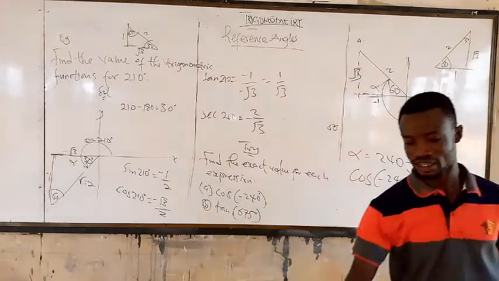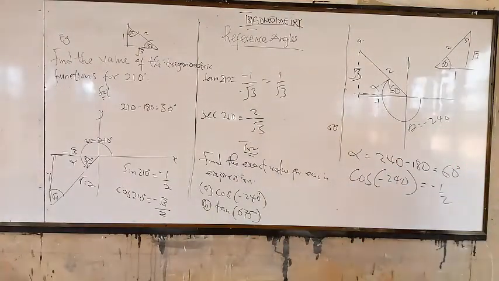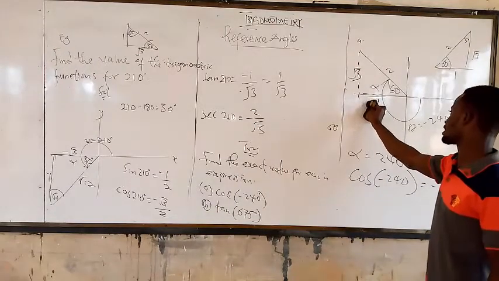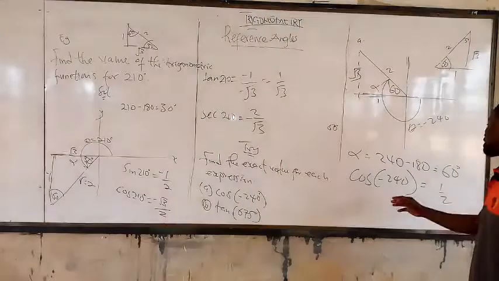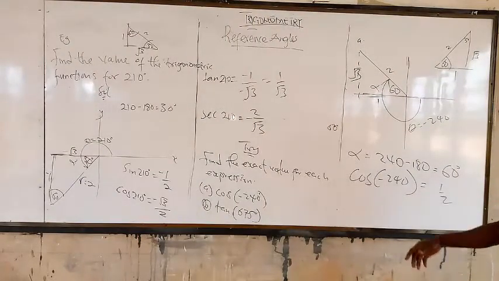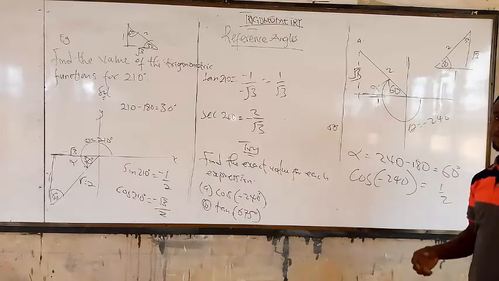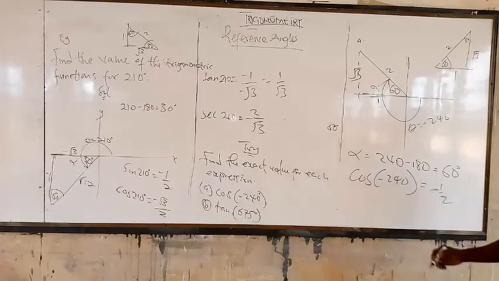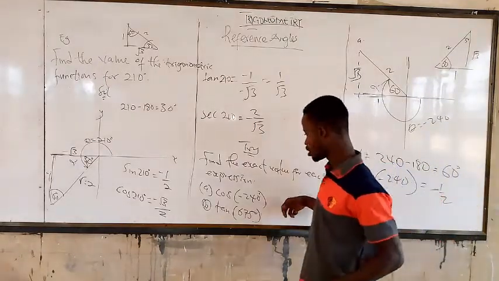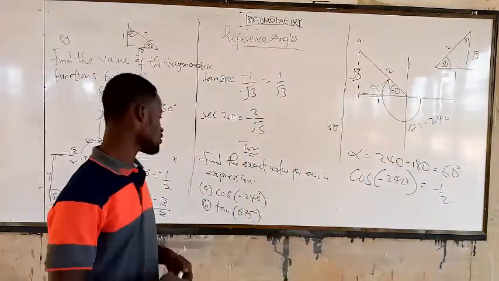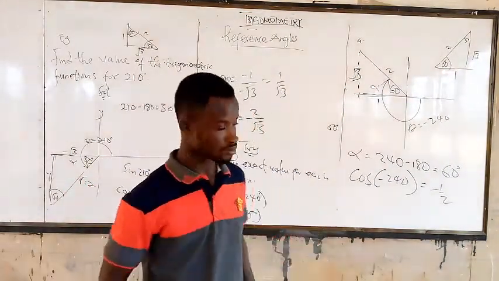Let me tell you one thing. Even if you don't know that this is negative, after knowing that this is going to give you half, you ask yourself, in the second quadrant, sine is only positive. That means that cos is negative. And that is how you are going to solve such questions. So you try tan 675 and see what you are going to get.